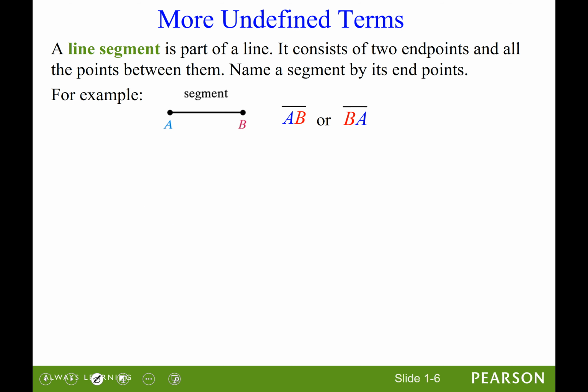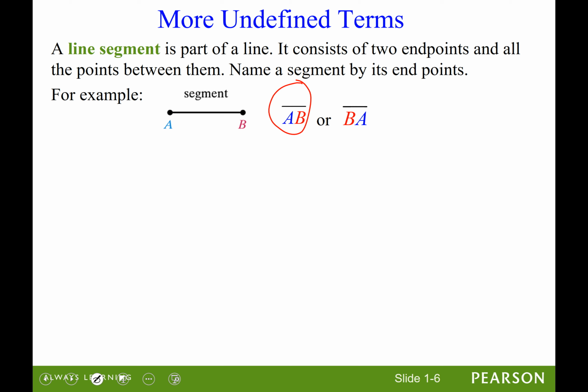All right, more undefined terms. Our next undefined term is a line segment. It is part of a line. It consists of 2 endpoints and all the points between them. To name a segment, you would want to name both of its endpoints. So not just any 2 points on the segment, you've got to name the 2 endpoints to identify a unique segment. So in this case, you can name this as AB with the line over top.